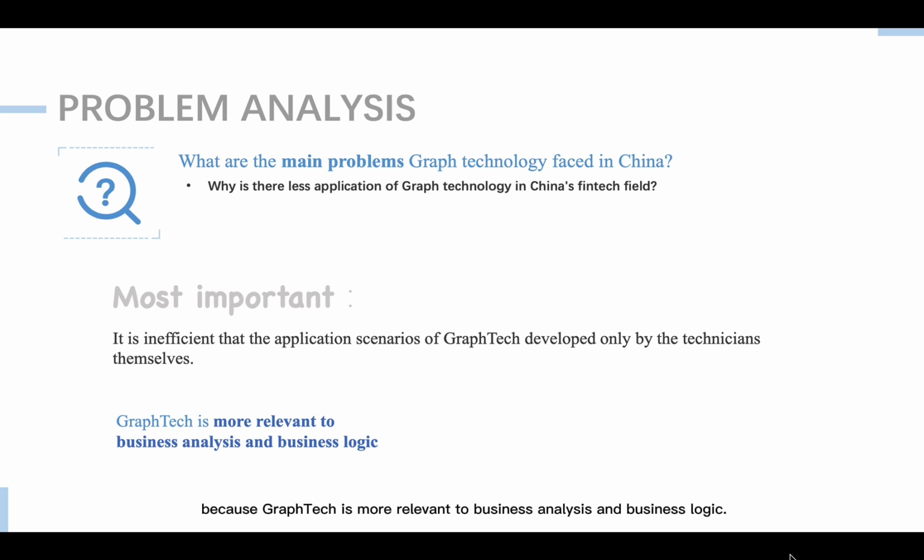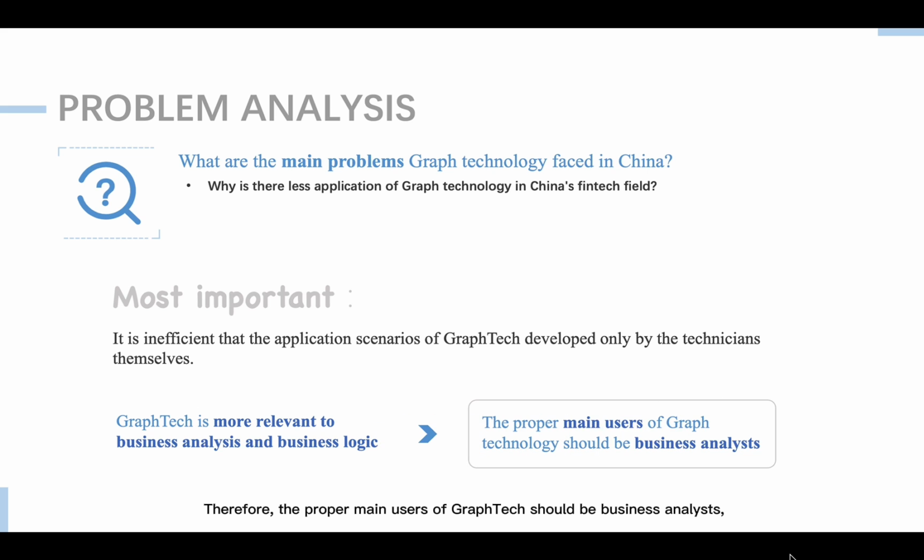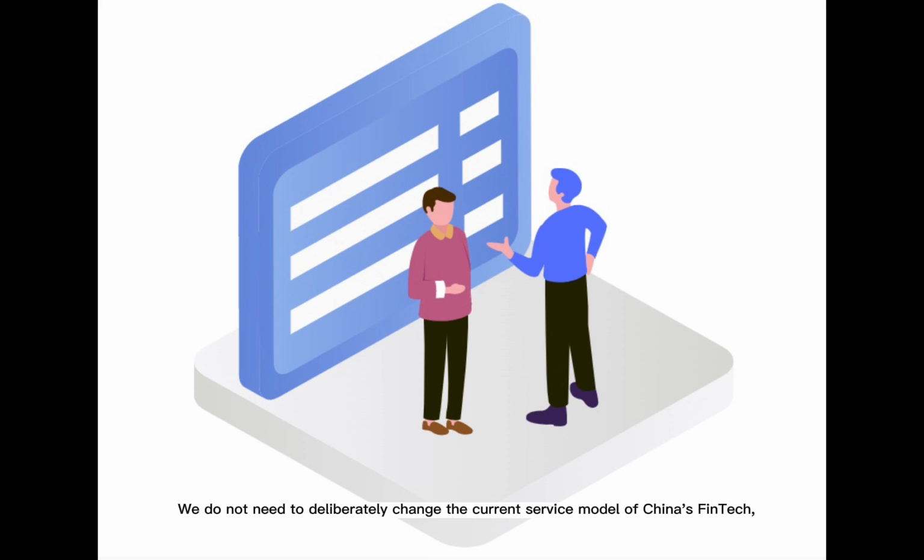Because graph tech is more relevant to business analysis and business logic. Therefore, the proper main user of graph tech should be business analysts, while technology personnel should be mainly responsible for system development and technology research of typical scenarios. We do not need to deliberately change the current service model of China's fintech, but we advocate joint cooperation between business analysts and technology personnel.